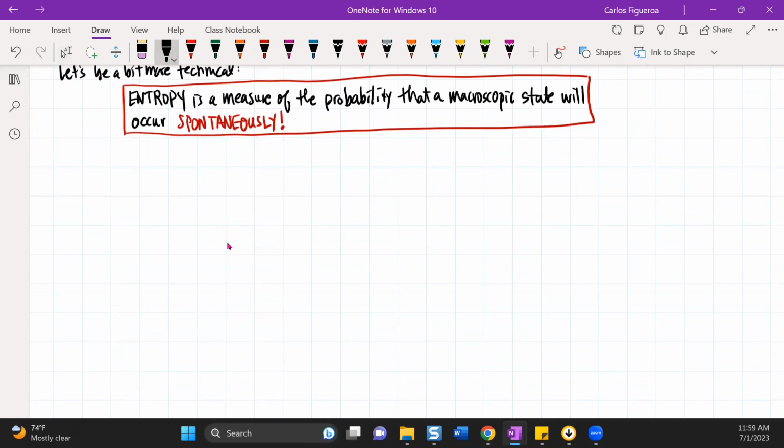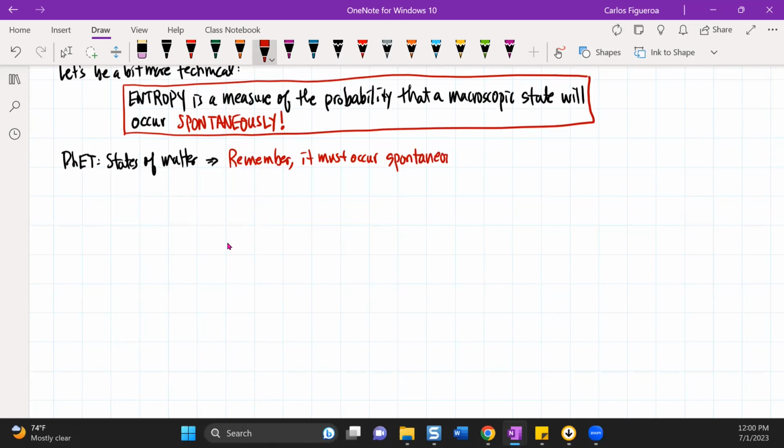So what I'm going to do here is deal with PhET. So we're going to use PhET, the states of matter applet. And what are we looking at? Which state is most probable for an isolated system? And look what I'm going to say again. Remember, it must occur spontaneously. That's the important thing. So let's go to the applet.